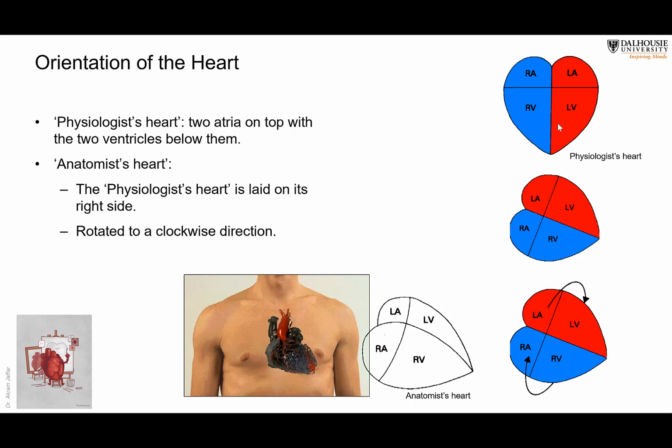But from the anatomical point of view, in order to convert this heart to the actual anatomical relations of the chambers of the heart, you need, first of all, to put the physiologist's heart on its right side, and then rotate it in a clockwise direction. In this case, you will find that the right side of the heart will occupy most of the anterior surface of the heart, and the left side of the heart will be posterior.